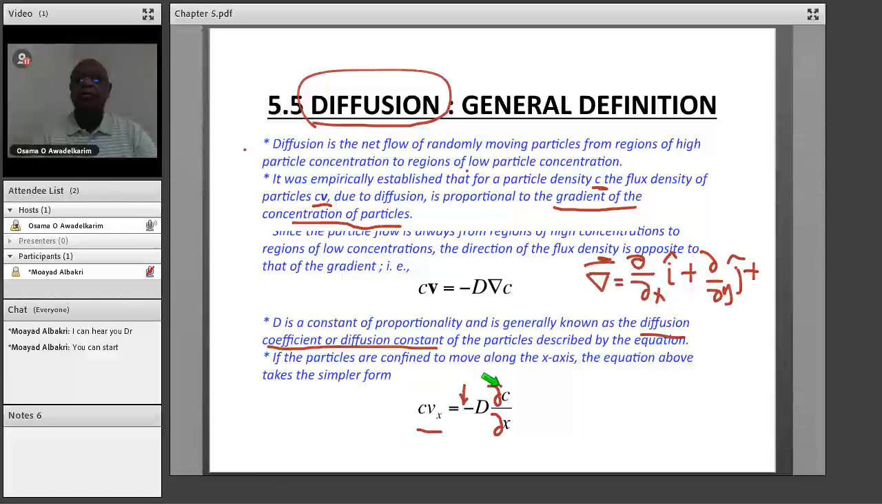So this is the diffusion. Again, this type of diffusion is governed by this type of equation. So it doesn't have to be a semiconductor. Diffusion is a transport process in any material where you have a concentration gradient.